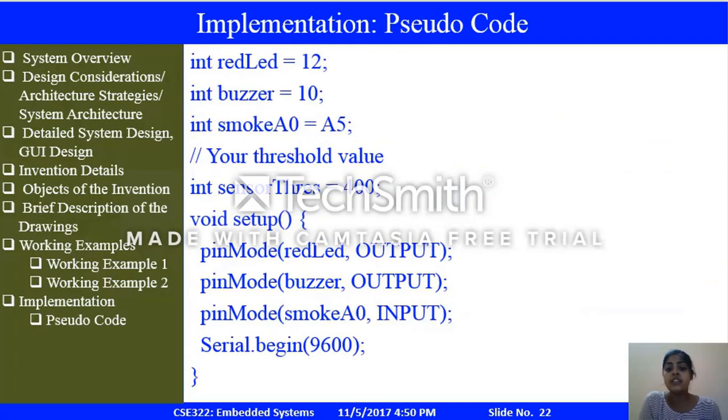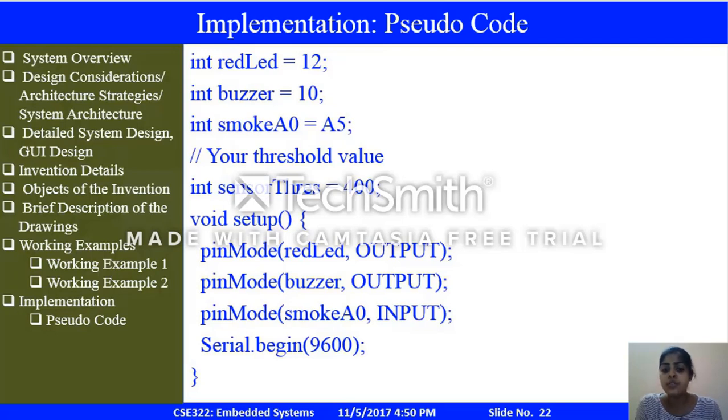Our next topic is the pseudocode. In our implementation, we will be using a red LED, a buzzer, and the MQ6 detector. We've connected our Arduino microcontroller along with the breadboard and all the components on it. The red LED will be connected to the 12th pin. The buzzer is connected to the 10th pin. The smoke sensor A0 is given the value of A5, which is the fifth pin in the Arduino microcontroller.